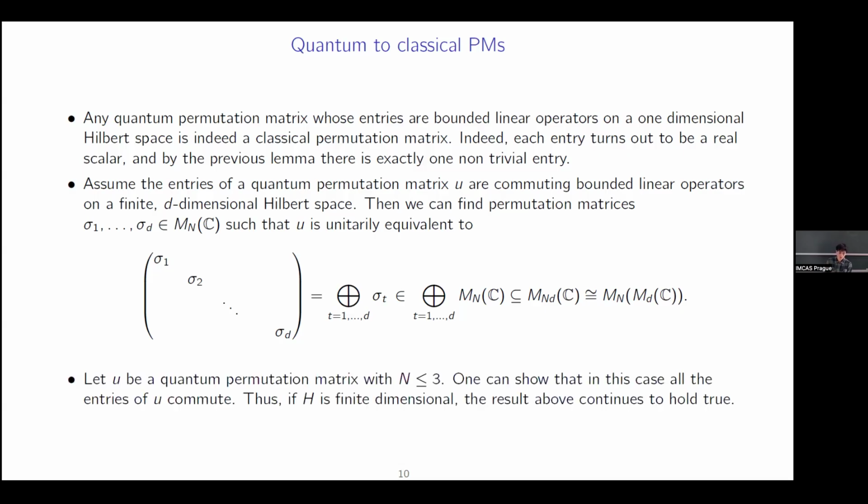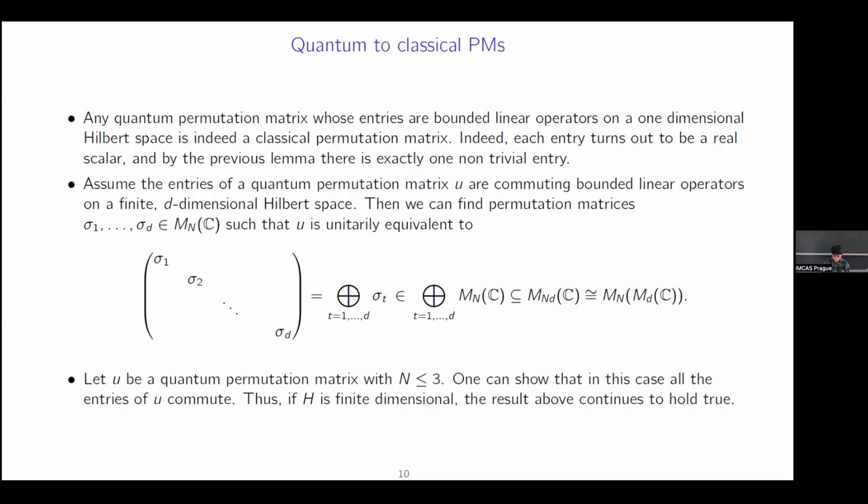And another condition is that if we consider a quantum permutation matrix and we fix n to be smaller than 4, for example, then one can show that in this case all of the entries of a quantum permutation matrix commute. So in particular, if H is a finite dimensional Hilbert space, the result that we cite here in the second bullet point of this list continues to hold, and so we also get that such quantum permutation matrices are indeed classical permutation matrices.